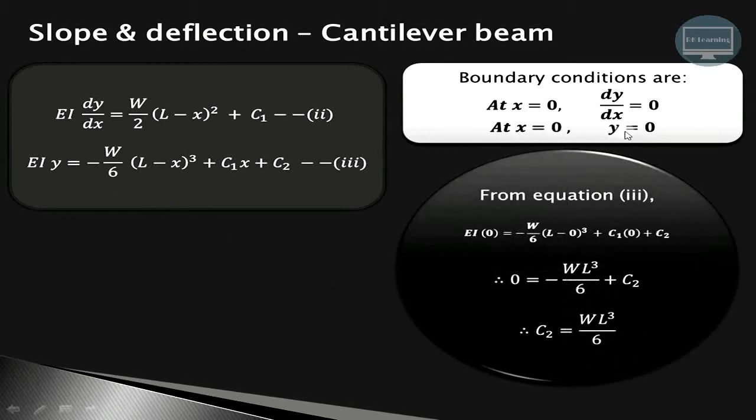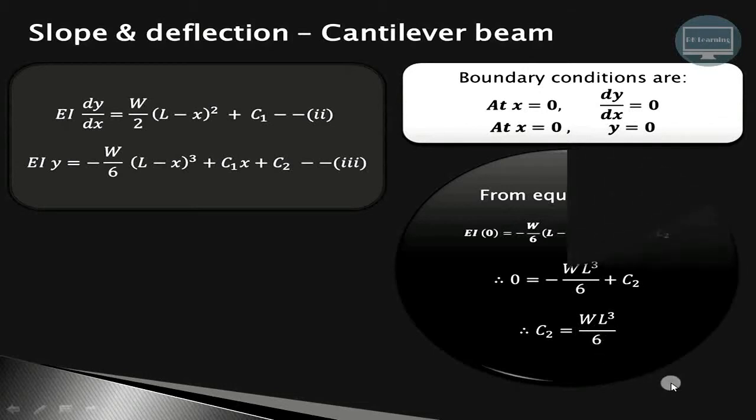So at x is equal to 0, deflection y is equal to 0. So EI into 0. So in place of x it is 0. Here also in place of x it is 0. So this is 0. This term is minus WL cube by 6 plus c2. So we can say that c2 is WL cube by 6.